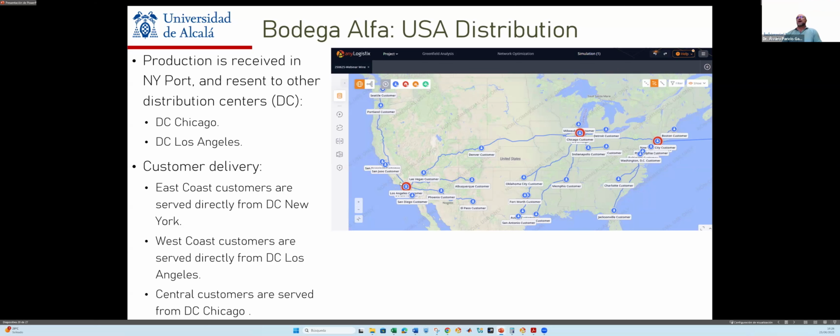Yeah, and also how the demand is served from each different distribution center. We just simulated the main 30 cities in the States. Every city is grouping the demand around this location. So three areas: east, center, and west area.